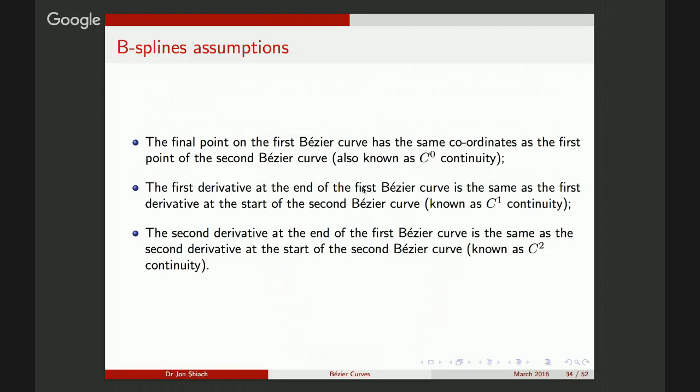The second assumption is the first derivative at the end of the first Bezier curve is the same as the first derivative at the start of the second. So in other words, the gradient at the end of one is going to be the same as the gradient at the start of the other. So it's not going to be like a kink. Our curves are going to be nice and smooth. There's going to be no sort of abrupt change of direction. Okay, as well as the first derivative, we also have the second derivative. So that's known as C2 continuity. Okay, so those are the assumptions. So in other words, we don't want our line broken up, and we want it nice and smooth.